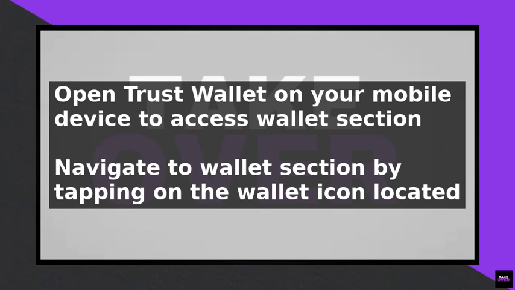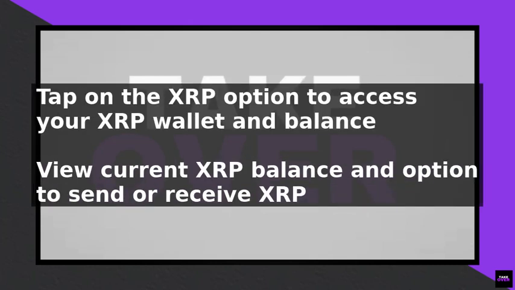In the Wallet section, you will see a list of all the cryptocurrencies you have stored in your Trust Wallet, including XRP. Tap on the XRP option to access your XRP wallet. Here, you will see your current XRP balance and have the option to send or receive XRP. To send XRP, tap on the Send button.